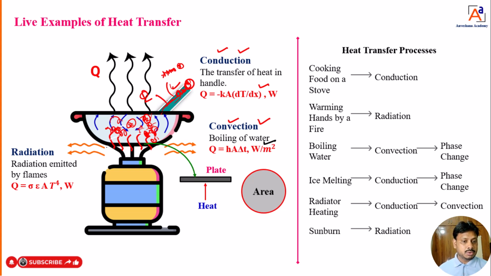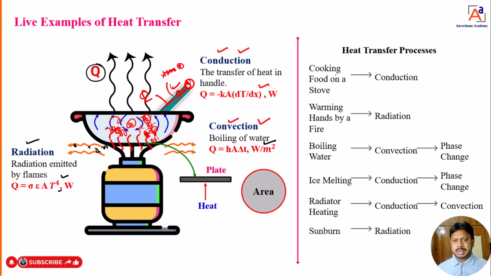Then radiation: some amount of heat is going to transfer from the system to the surroundings in the form of electromagnetic waves, but without any kind of medium. If heat transfer takes place in that fashion, we can call it radiation heat transfer. The rate of radiation heat transfer can be calculated with the help of an equation, that is Q equals sigma epsilon A T to the power of 4. Again, this equation is given by a scientist, Stefan-Boltzmann. In these three ways the heat is going to transfer, dear students.